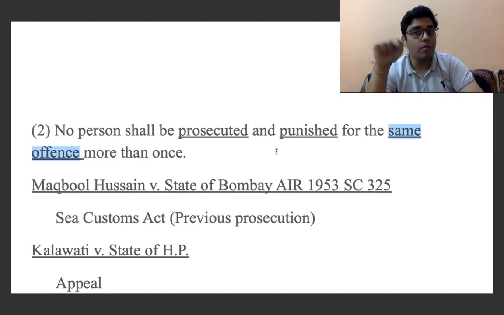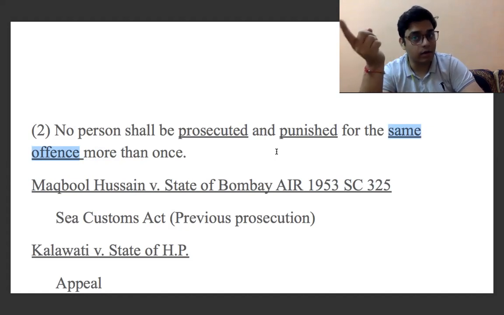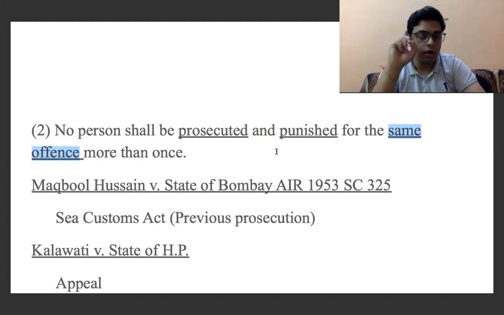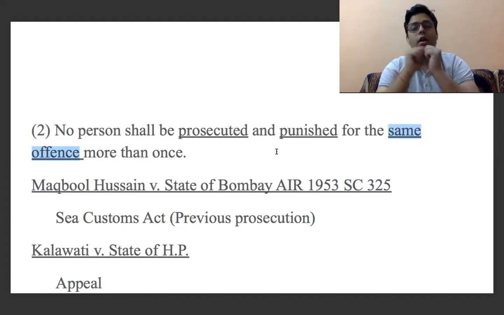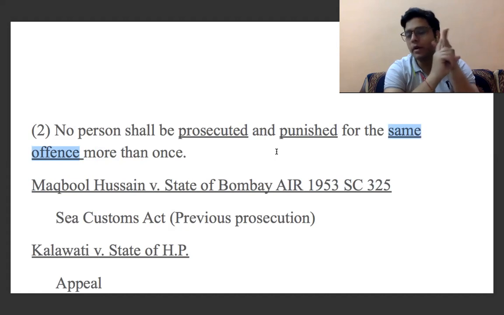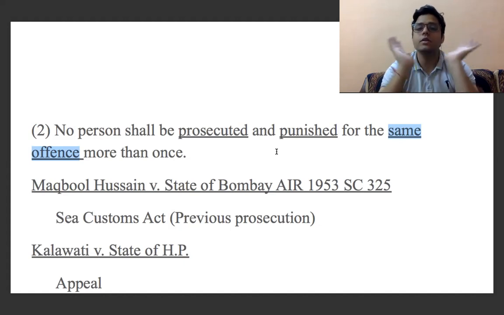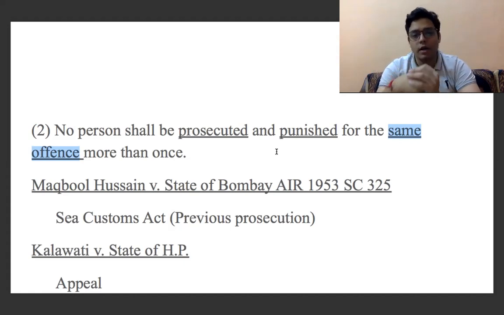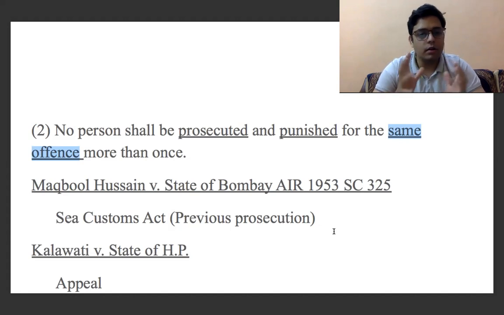Offense, same offense, not the same acts. I will tell you the difference. The term used is same offense. So there are three requirements: there is prosecution, there is punishment, and if both of these have happened with a particular person, he cannot be prosecuted again for the same offense. This is the gist of this sub-article 2, and this is commonly called the provision on double jeopardy. I'll tell you the meaning of each and every word through these cases.